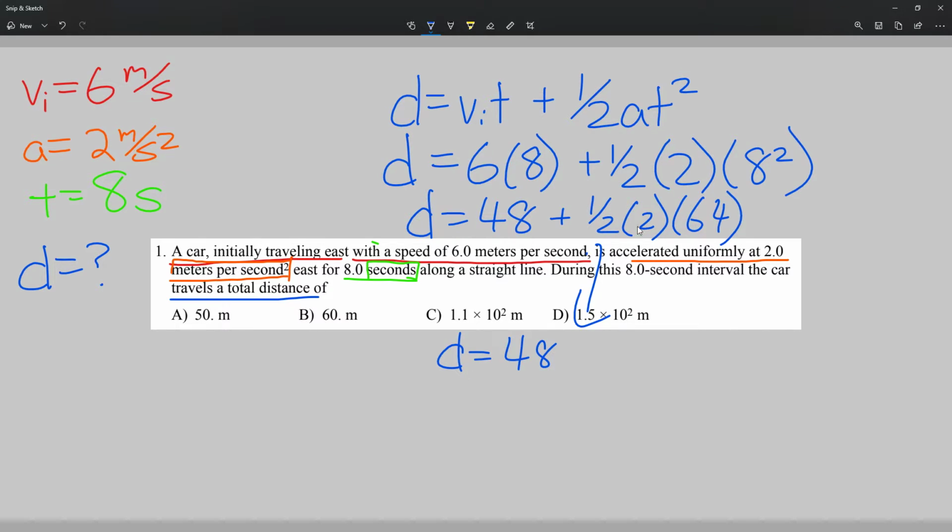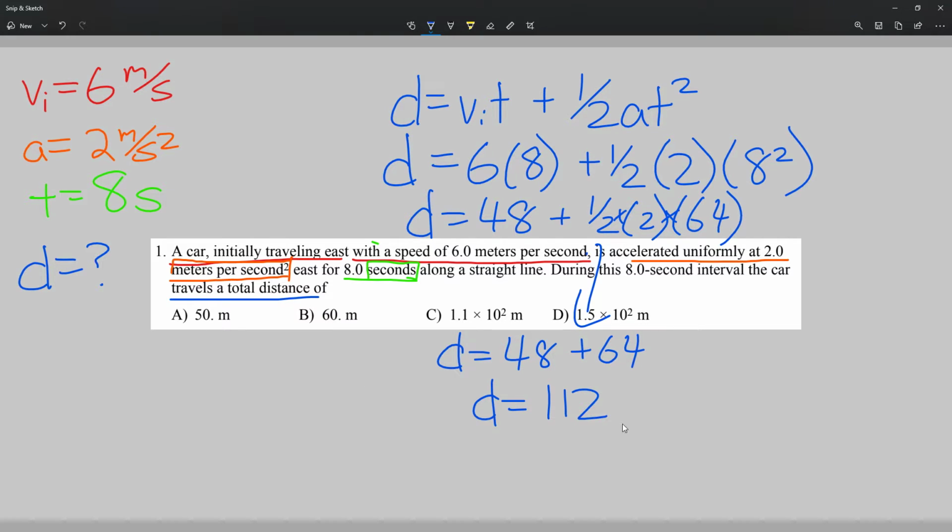We complete the rest of this part here. Again, if you didn't realize, this is multiplication, right? So 1/2 times 2 gives you 1, and then 1 times 64 gives you 64. D is equal to 112. And you'll see that none of the answers are here.